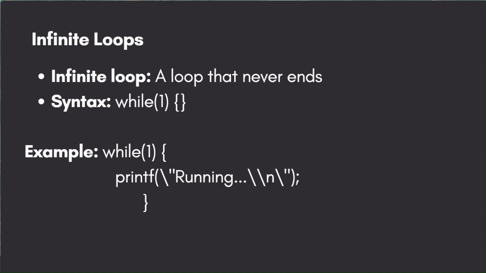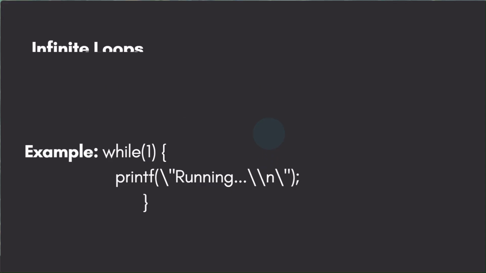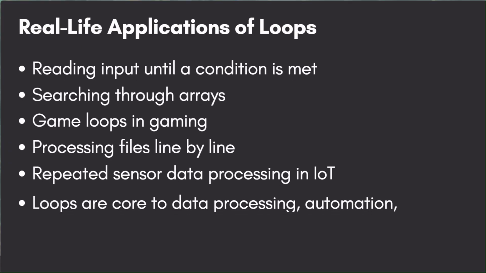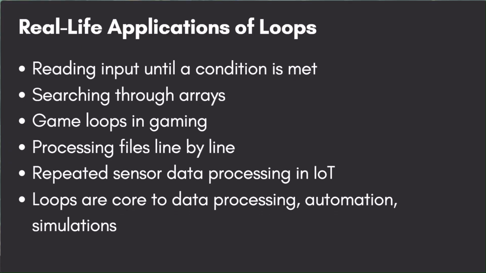Always have a condition that breaks the loop eventually. Now, let's see where loops are actually used in real-world programming. Reading files line by line, or reading input until a condition is met. Running background tasks like downloading, user login systems, game loops that keep the game running until it exits, menu driven programs. These are a few real life applications of loops.